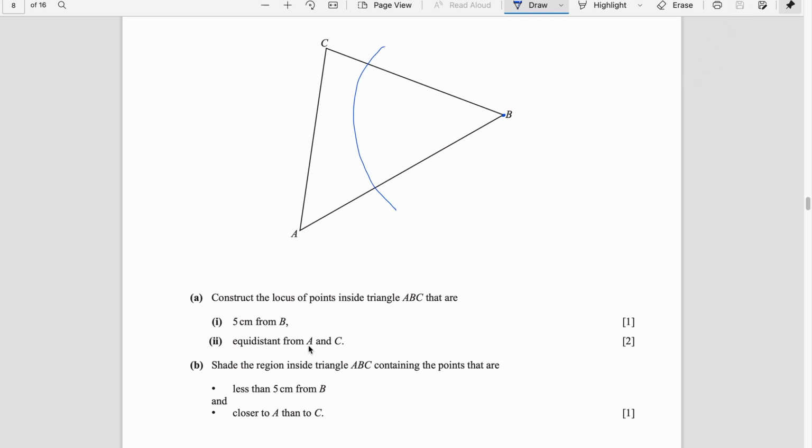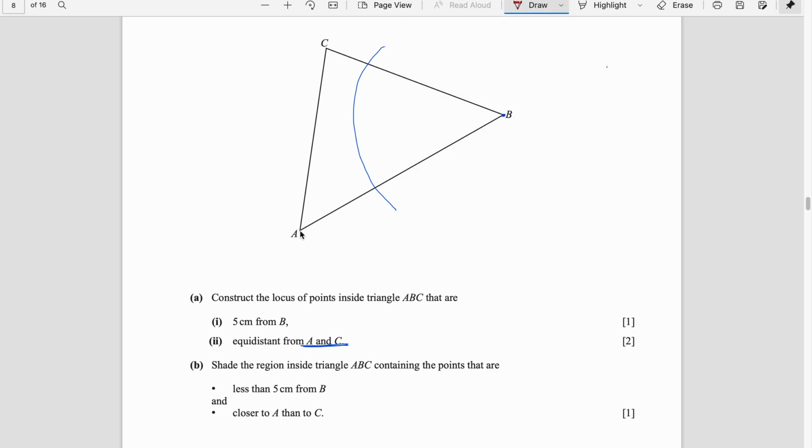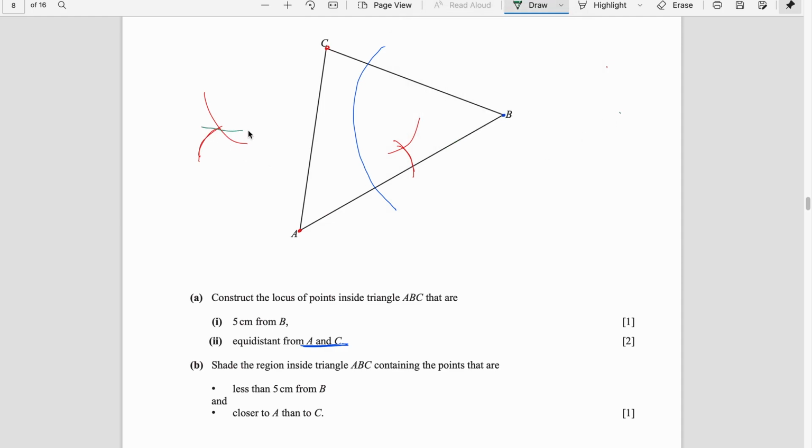Second part says equidistant from A and C. So equidistant from A and C is the perpendicular bisector. Place the needle here, open your compass more than half and draw the arcs on both sides. Lift your compass, place the needle at point C and then intersect the previously drawn arcs. Now this should be good, and draw a line passing through the points of intersection.